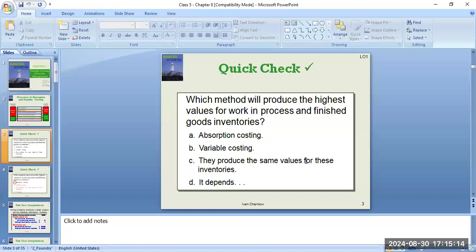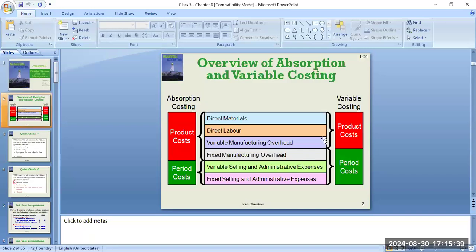So the first question is, which method will produce the highest value for work in process and finished goods? Obviously, not the variable costing, that will be absorption costing. Why? Because the cost of our product for work in process and finished goods will be higher under absorption. Why is that? Because absorption costing absorbs all the costs, including the fixed manufacturing overhead cost, whereas in variable costing, that fixed manufacturing overhead cost is treated as a period cost.